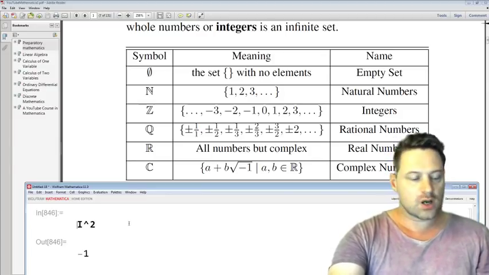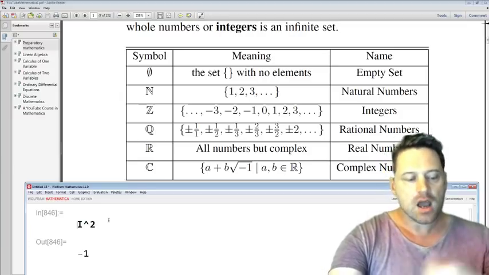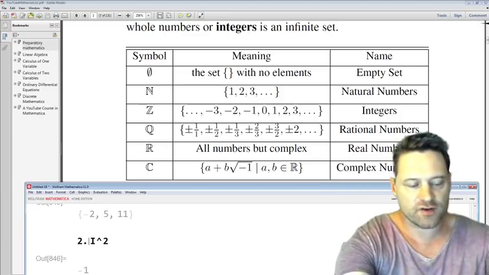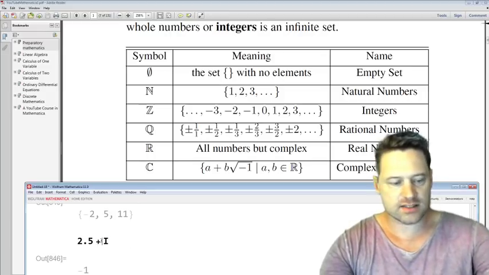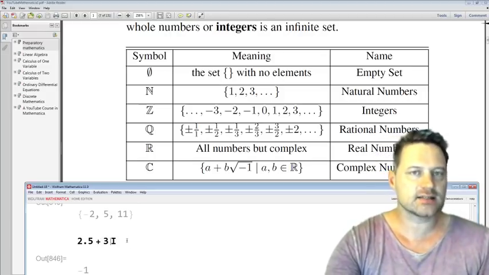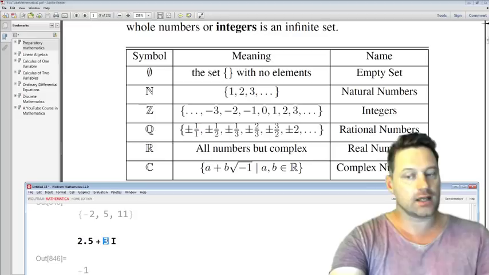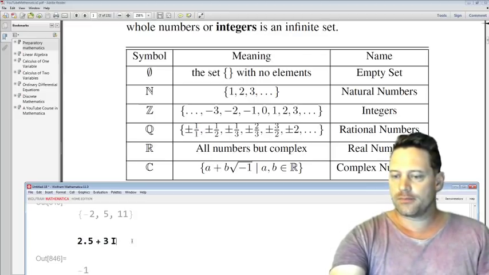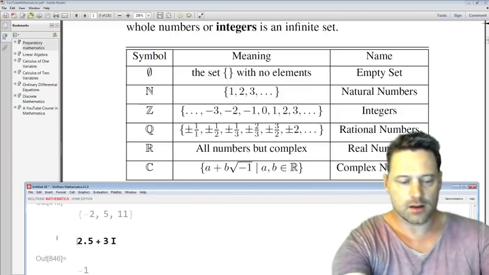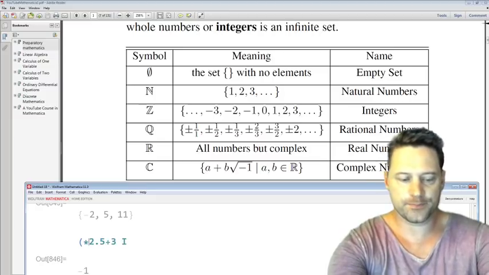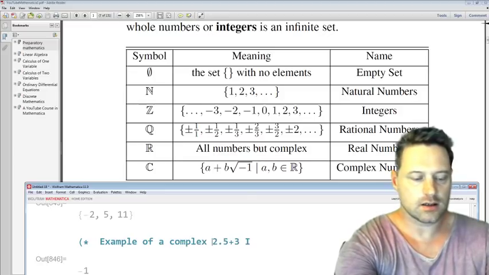What I'm trying to tell you is that there's a way to think of these geometrically. So if we just consider 2.5 plus 3i, that is a complex number. It has a real part 2.5 and an imaginary part 3. The sum of those two is complex. It's an example, in comment form, of a complex number.